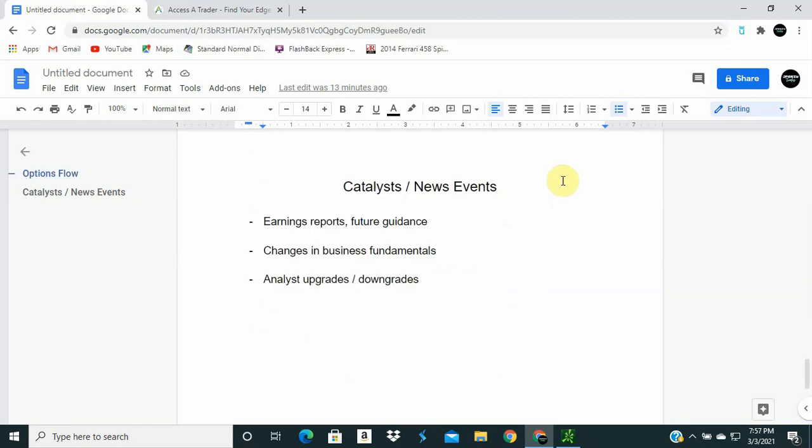The last thing is catalysts and news events. Okay, so these could be a number of different things. It could be earnings reports and future guidance. Now, for myself, I don't like to hold positions through an earnings report. My favorite thing is to trade it the day after, or a couple days after the earnings report, because this is when most of the reaction comes, especially for bigger companies.